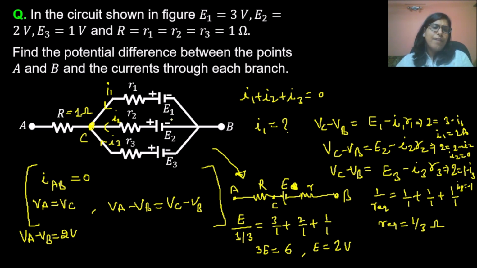So the values of I1, I2, I3 are: I1 is 1 ampere, I2 is 0, and I3 is minus 1 ampere. Minus 1 ampere means the direction of the current is opposite.